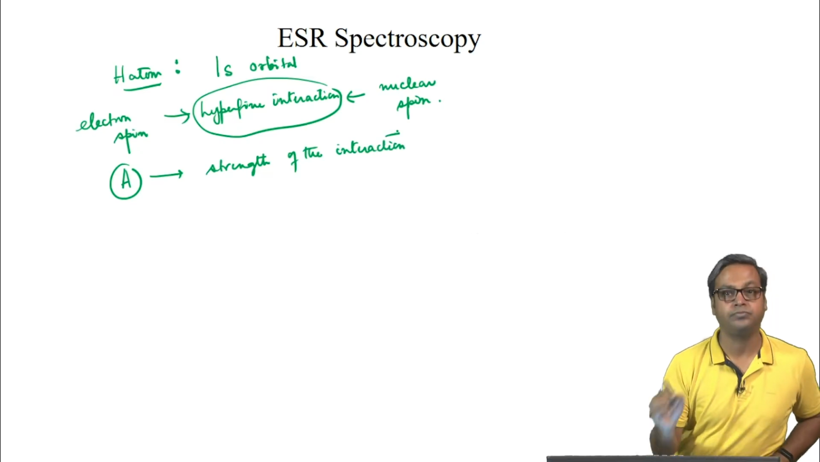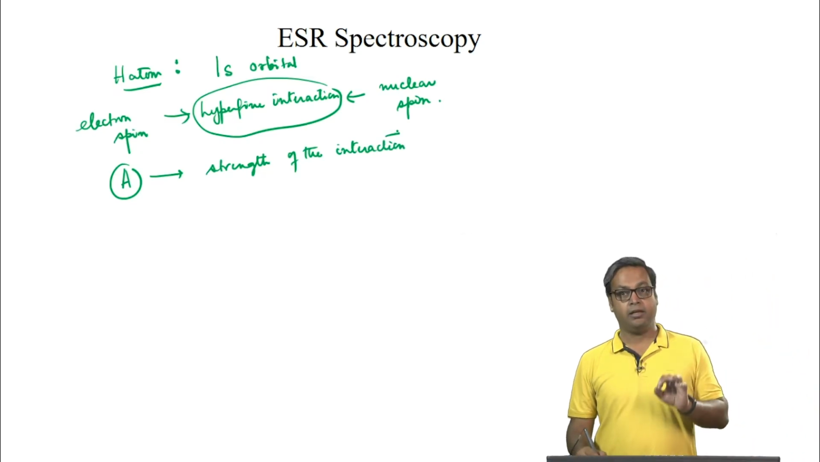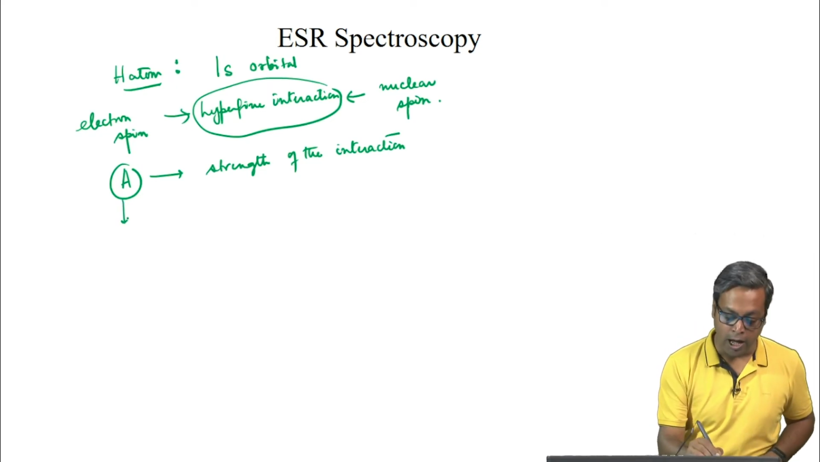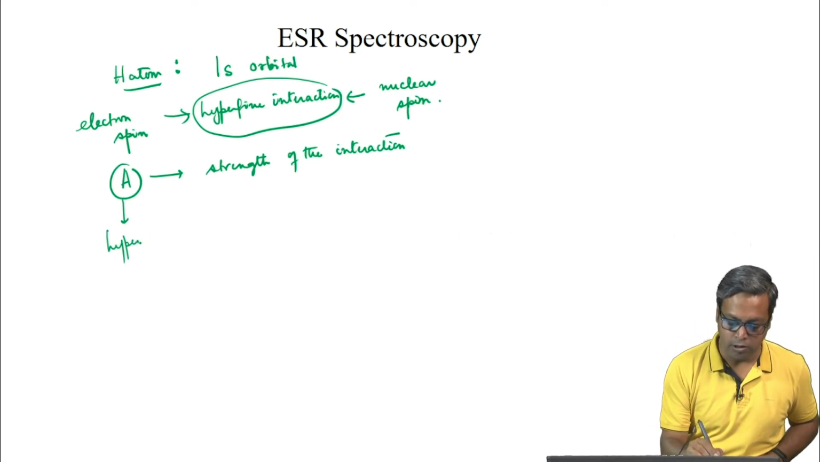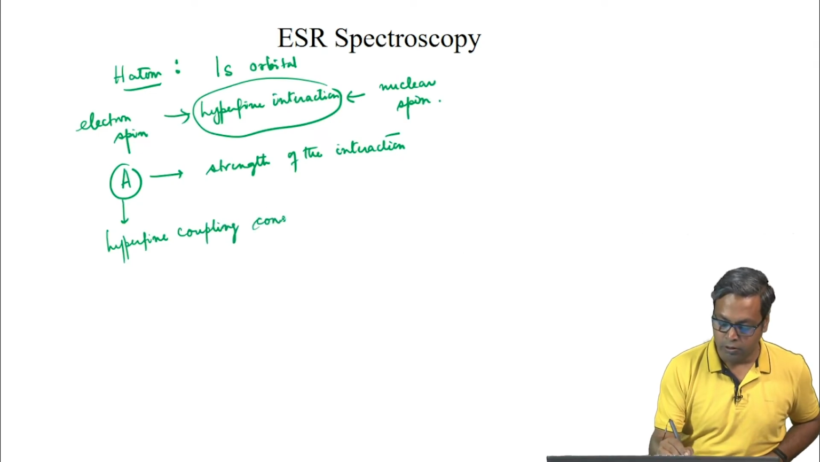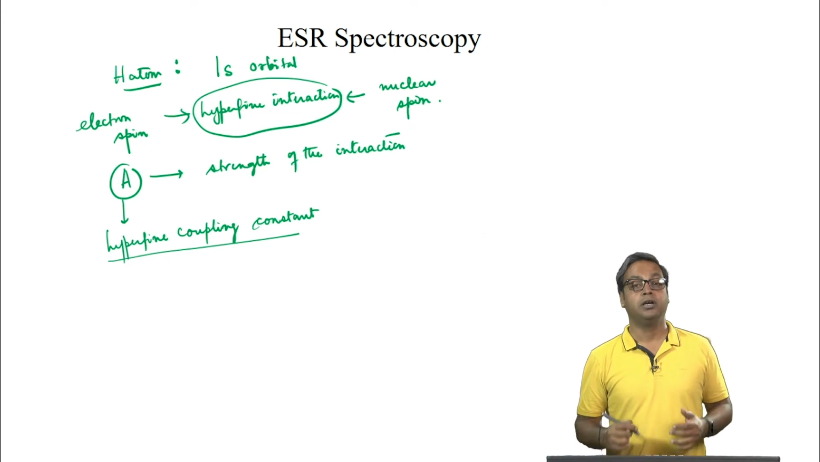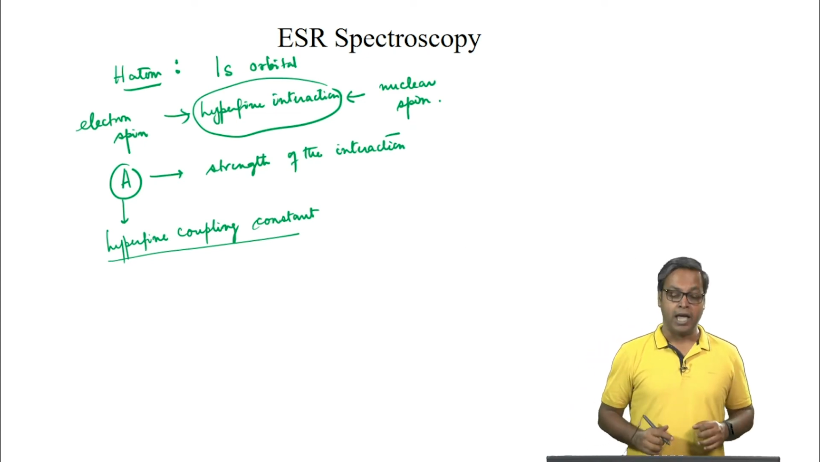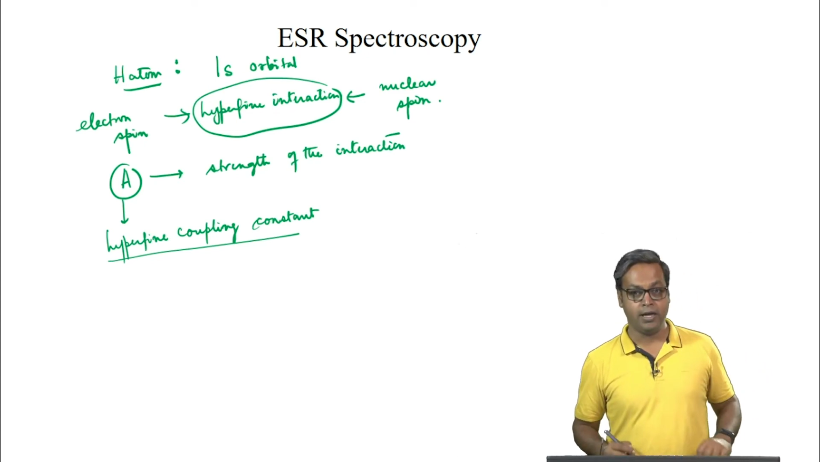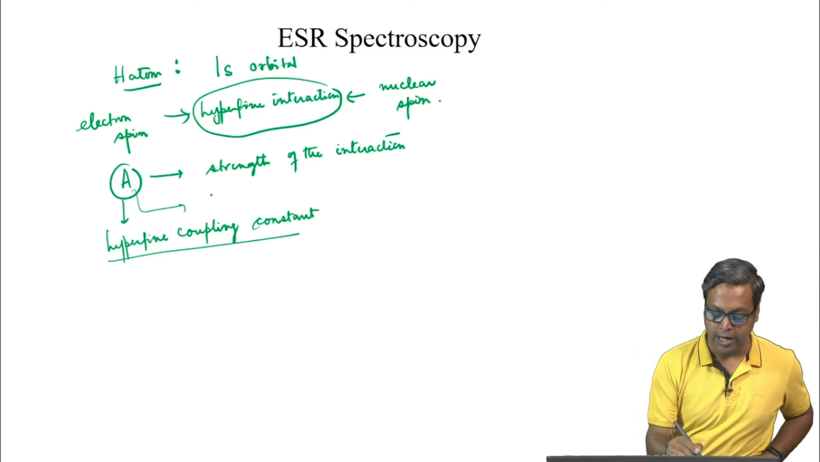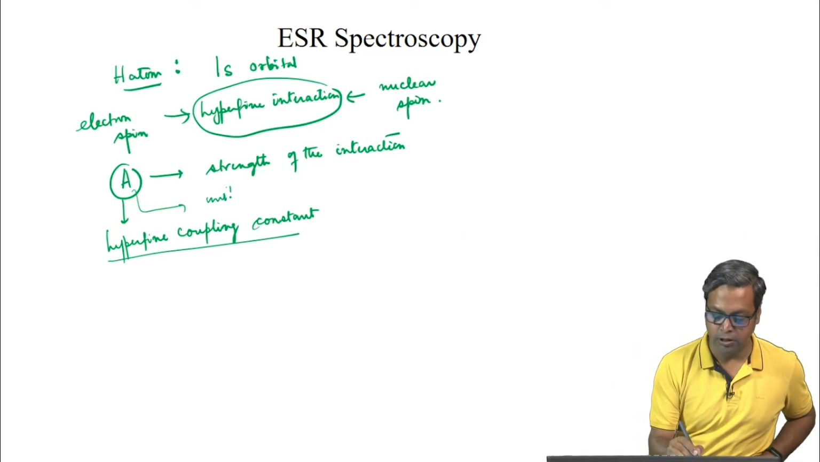A is the strength of the interaction, and this A is known as the hyperfine coupling constant. This hyperfine coupling constant A gives us the strength of the interaction, and the unit of A is the same as the unit of frequency.